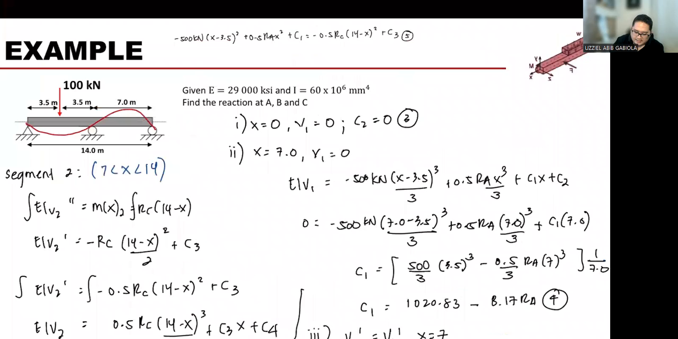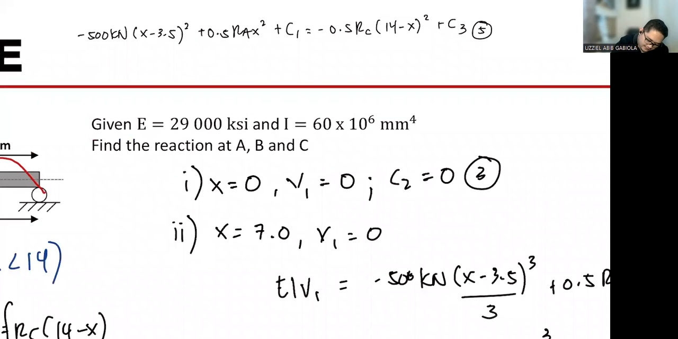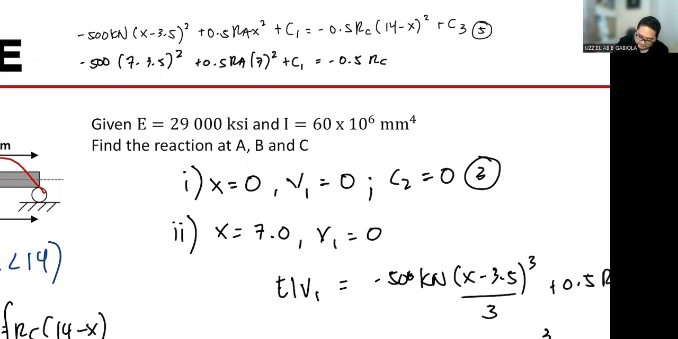Ito kung nalagay sa taas. So, substitute natin yung 7. We have negative 500 times 7 minus 3.5 squared plus 0.5 RA 7 squared plus C1 is equals to negative 0.5 RC 14 minus 7 squared plus C3.